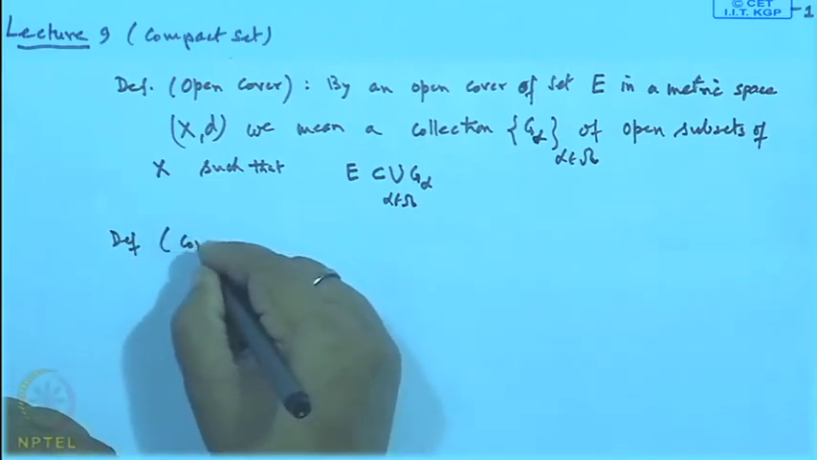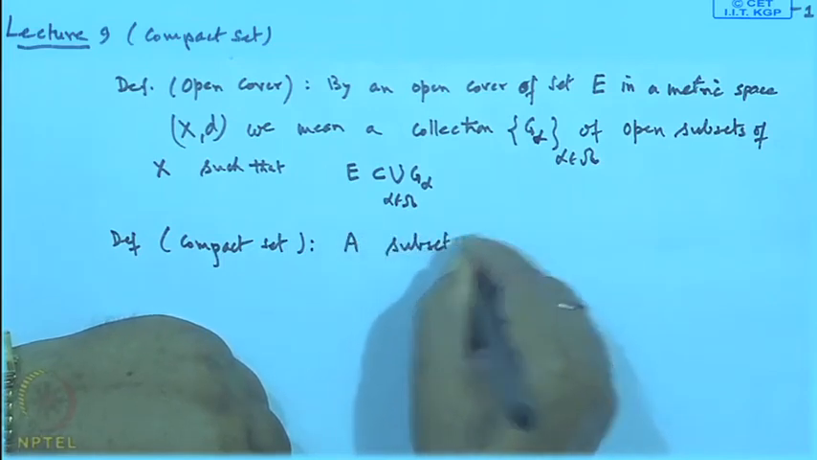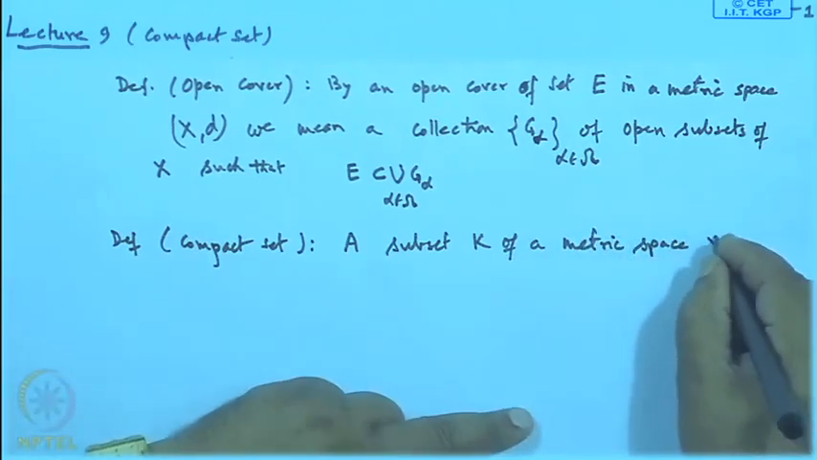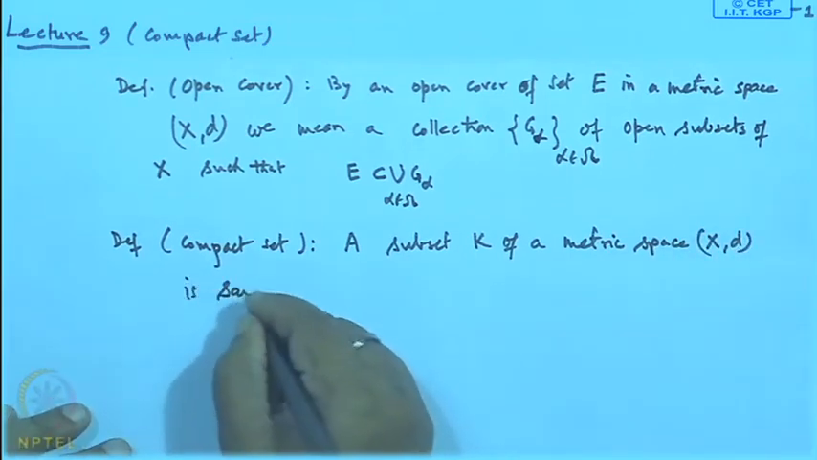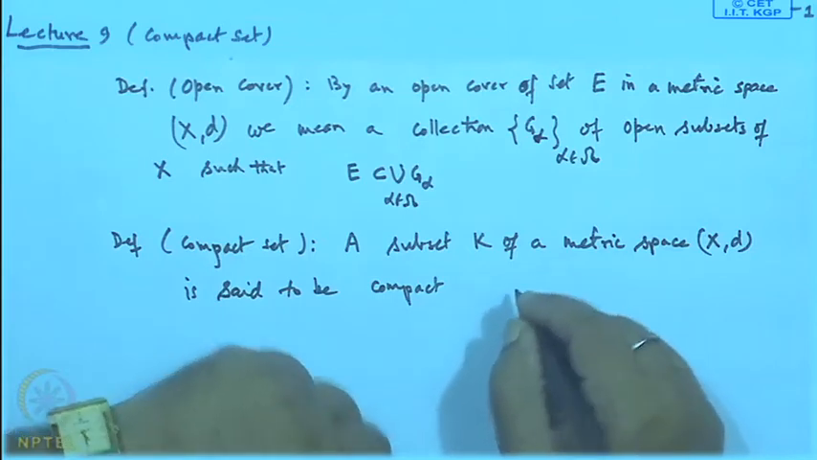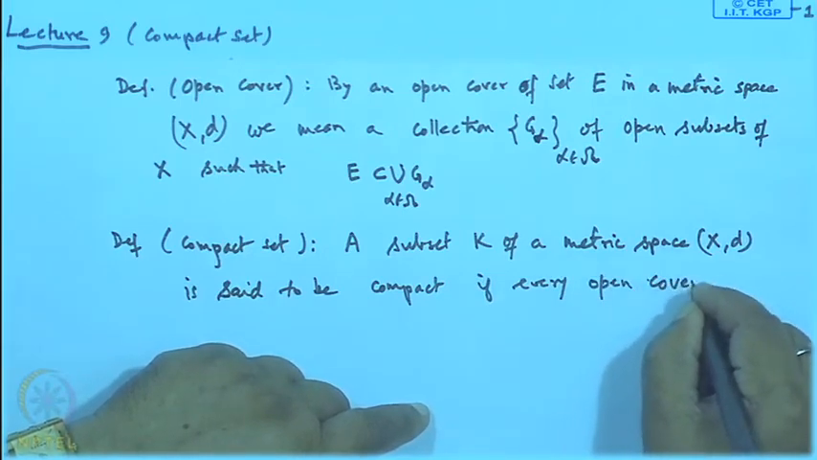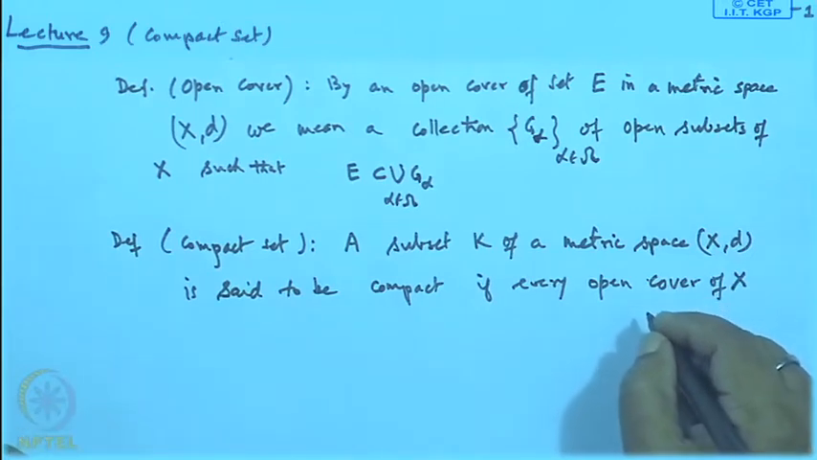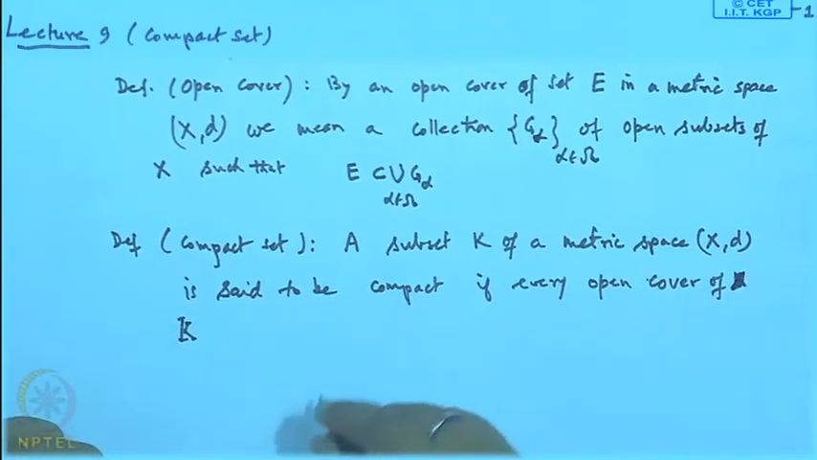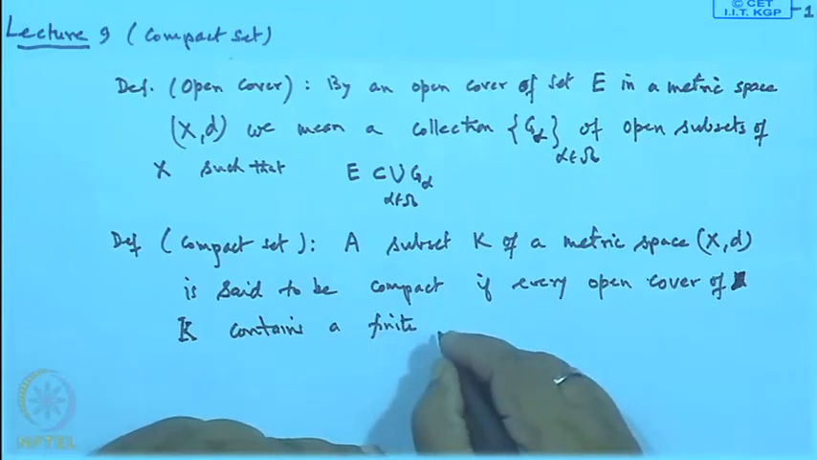So, we define the compact set. A subset K of a metric space (X, d) is said to be compact if every open cover of K contains a finite subcover.